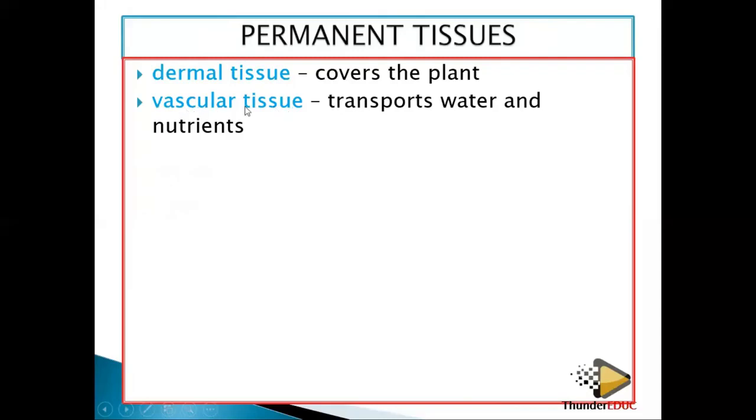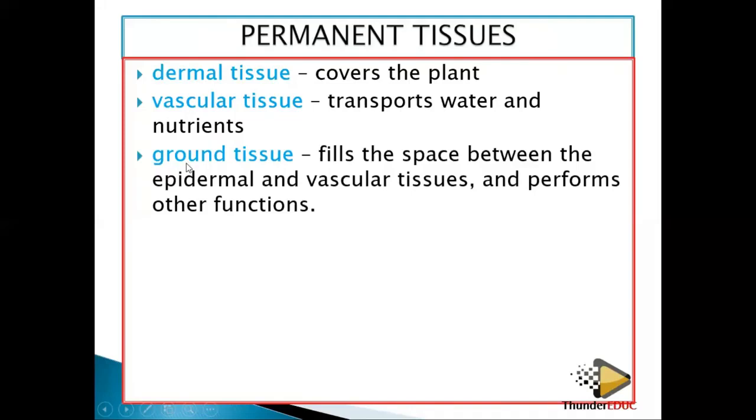vascular tissue. These ones are very important for transportation. When I look at them in their categories, we have the ground tissues. These ones fill spaces between the epidermal and the vascular tissue. And then they perform other functions, like storage. So you have the dermal, the one found at the outside layer of the plant.